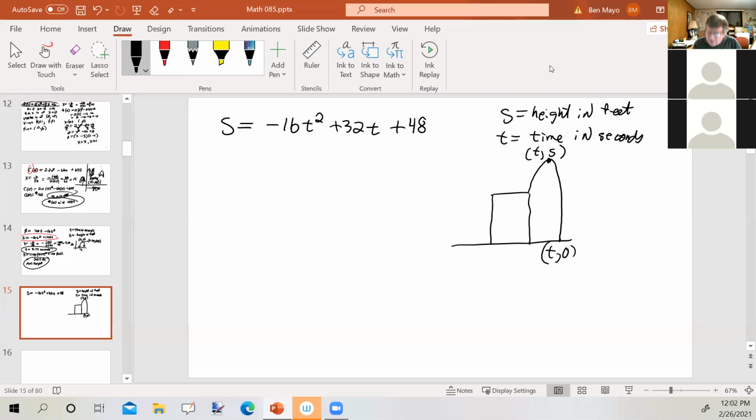Okay, so let me ask you this. Right here, at the beginning of the problem, before the ball is thrown, how much time has elapsed concerning the flight of the ball? So I'm getting ready to throw the ball. I haven't thrown it yet. How much time has the ball spent going through the air? 0. Good. So let me ask you this. What's the height of the building?